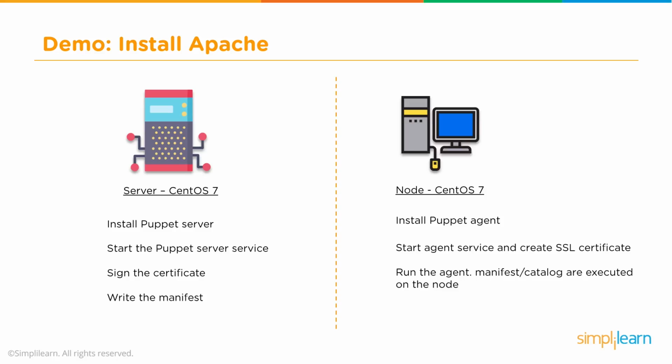So once you run the agent service, your manifests or your catalogs, because as you know the manifests are compiled into catalogs, these are executed on your node and this will make the required changes. So that's how this entire process is going to work. Now let's move on to the actual demo.